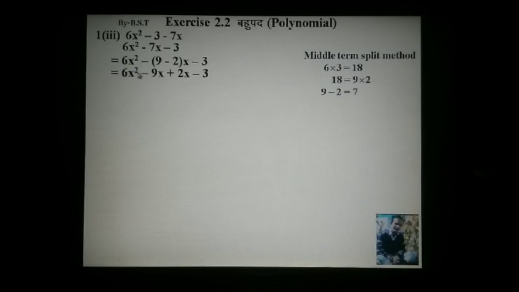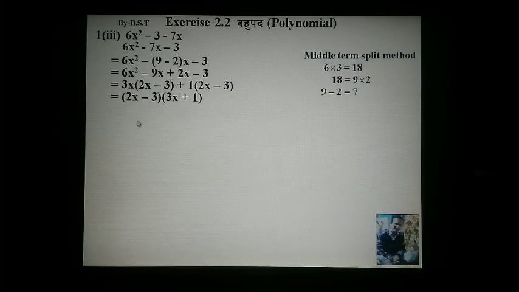Take the common from the first two, we get 3x. Then when we take 3x common, 3 2s are 6, 2x remaining here, minus 3 3s are 9, 3 and x out, so 2x minus 3. Then 2x minus 3 is a common factor, so again take 2x minus 3 common, then we get 3x plus 1.